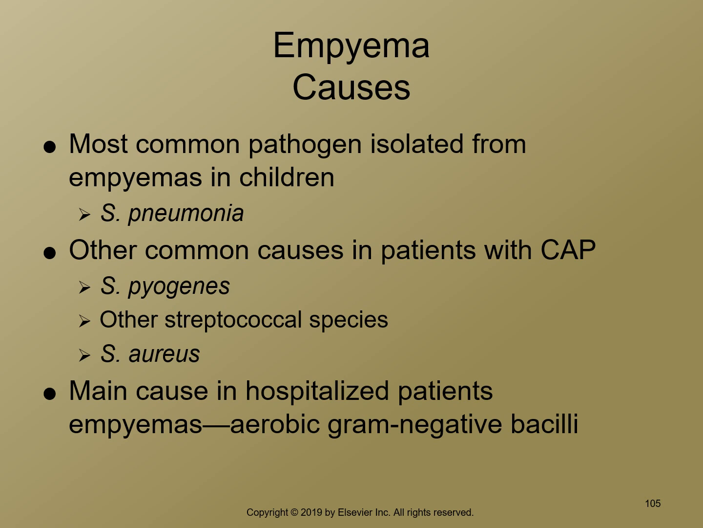Other common causes in patients with community-acquired pneumonia include Strep pyogenes, other streptococcal species, and Staph aureus. As we also saw with the hospital-acquired and ventilator-associated pneumonias, aerobic gram-negative rods are also a major cause of empyemas in these hospitalized patients.